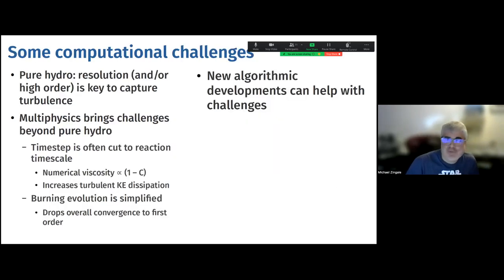So here are some computational challenges. Those are two astrophysical examples of where burning and reactions interact. And here are some computational challenges.